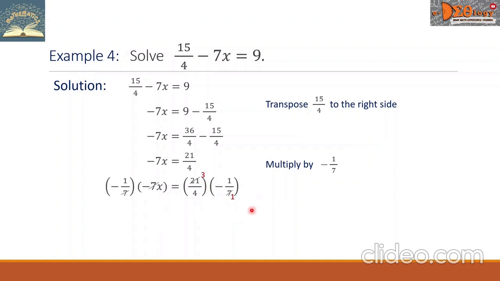Let's go now to the next line. The left side becomes x equals, we multiply 3 by negative 1, that is negative 3, and 4 times 1 is 4. So the x value is negative 3 over 4. This is the solution.